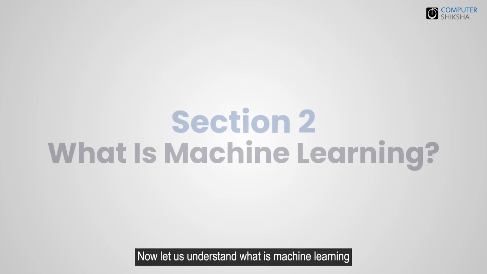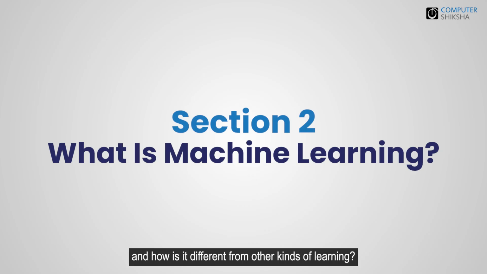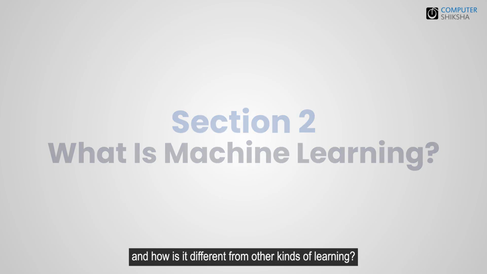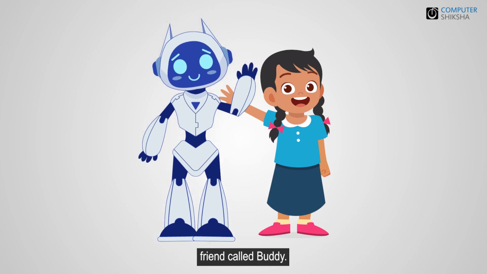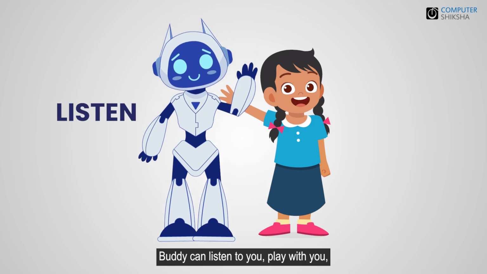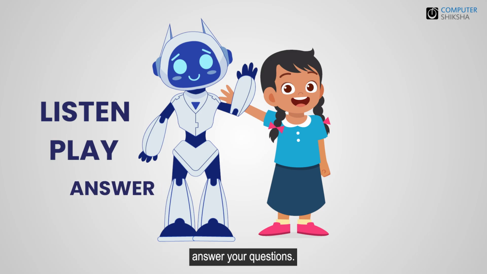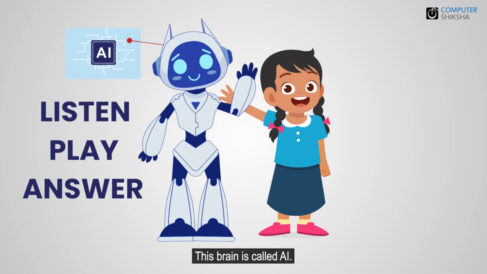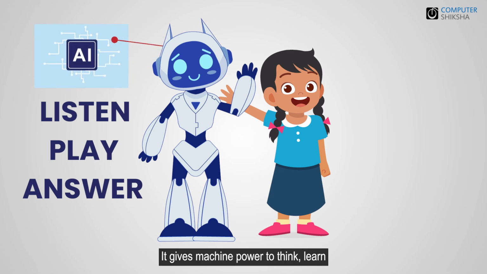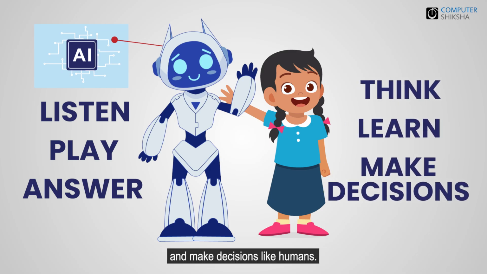Now, let us understand what is machine learning and how is it different from other kinds of learning. Let's hear a fun story about this. Imagine you have a smart robot friend called Buddy. Buddy can listen to you, play with you, answer your questions. It looks like Buddy has a brain. This brain is called AI. It gives machine power to think, learn and make decisions like humans.